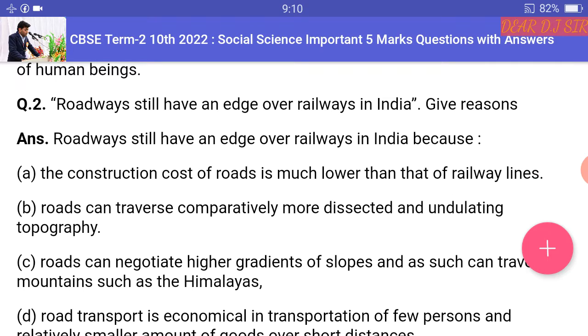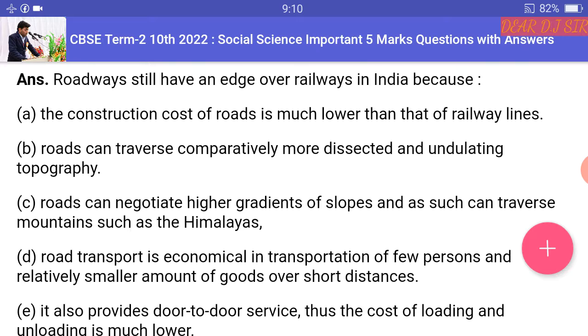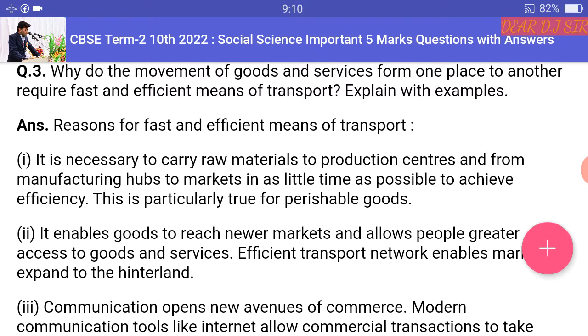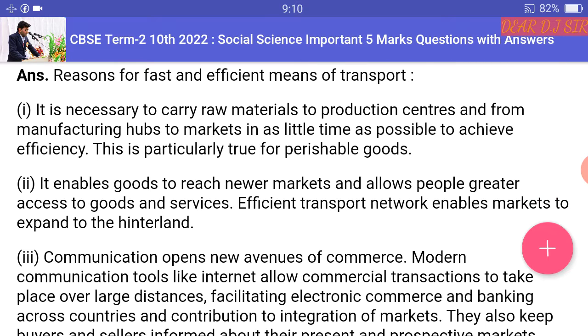Here the second question is, roadways still have an edge over railways in India. Give reasons. Here the third question is, why do the movement of goods and services from one place to another require fast and efficient means of transport? Explain with example.